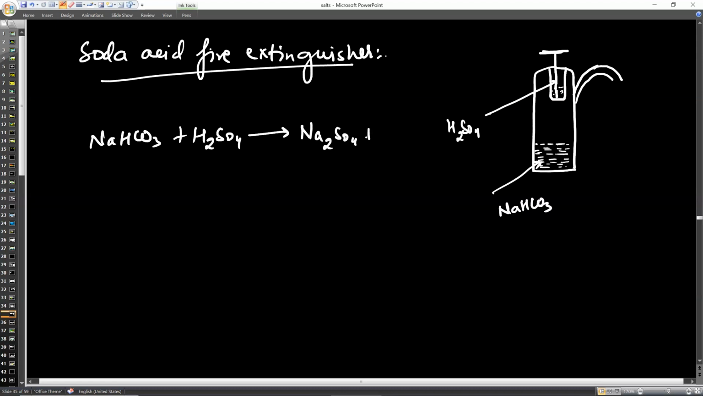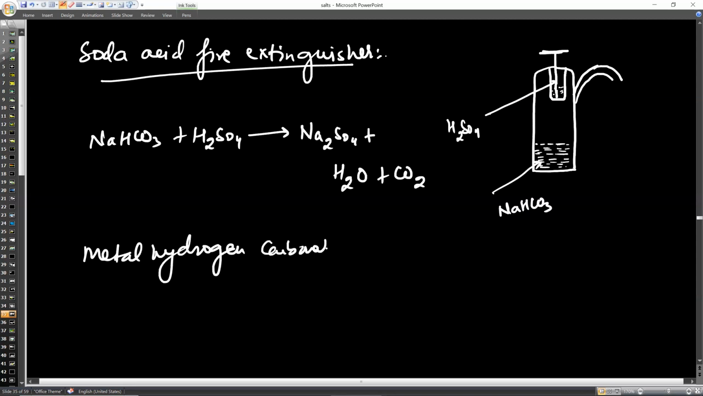Na2SO4 plus H2 plus H2O plus CO2. This is the general equation when metal hydrogen carbonate or metal carbonate reacts with H2SO4, an acid. Yes, metal hydrogen carbonate or metal carbonate, both.